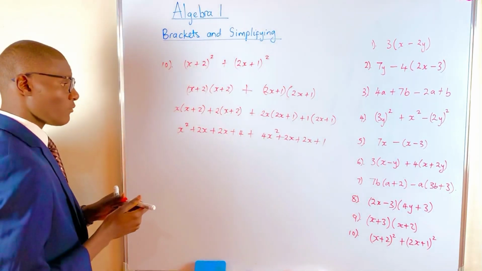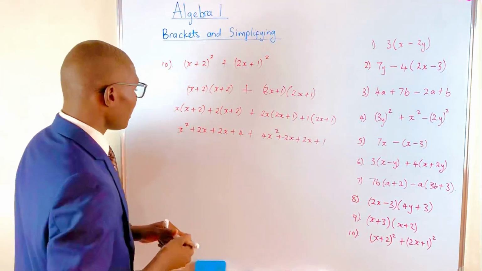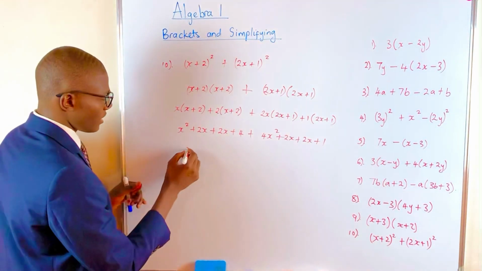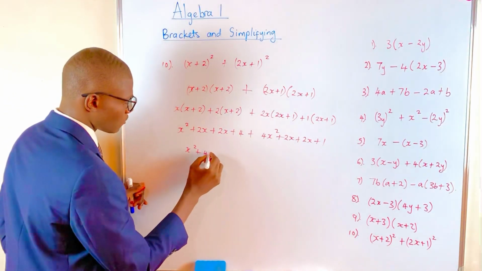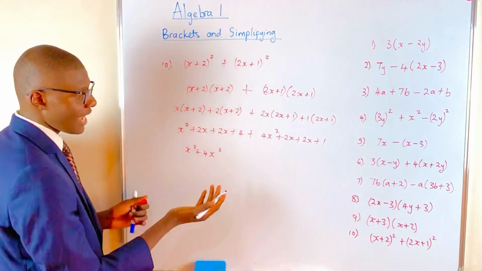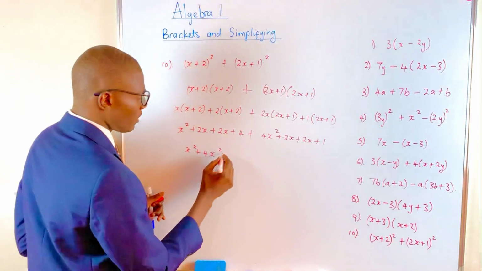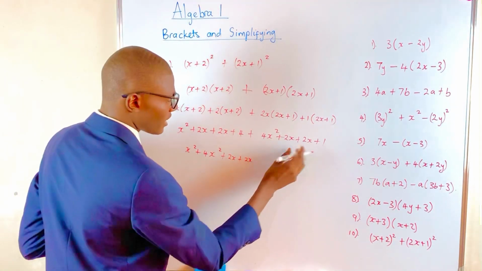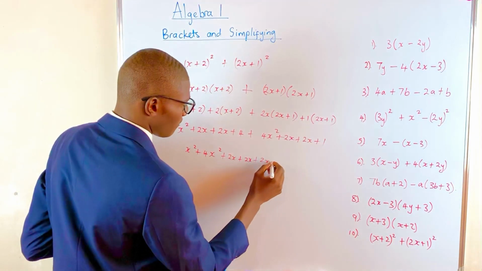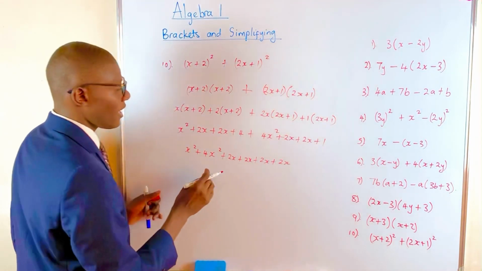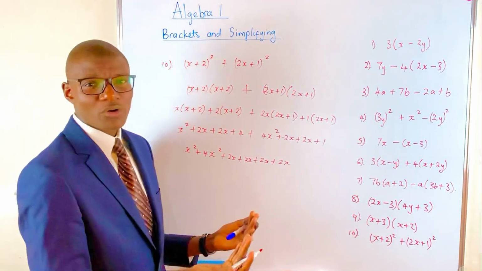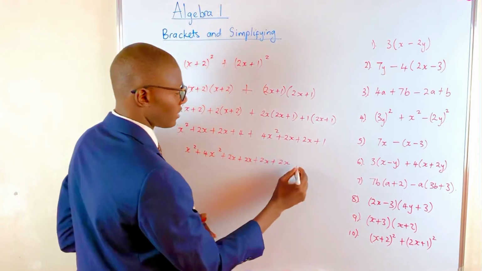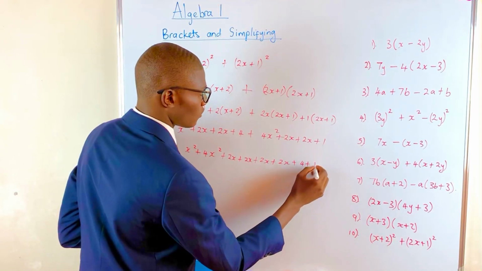So now, we would like to group like terms. Like terms, we've got x squared and 4x squared. So x squared plus 4x squared. And then terms in x, we've got 2x plus 2x, plus 2x plus 2x. And then terms in x to the power of 0, in other words, the constant terms that we have, we've got 4 and 1. So plus 4 plus 1.